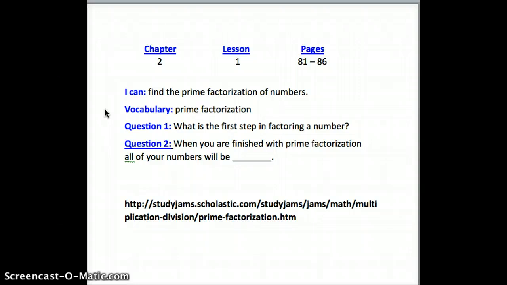Vocabulary: prime factorization. Your first question: what is the first step in factoring a number? Question 2: when you are finished with prime factorization, all of your numbers will be blank.